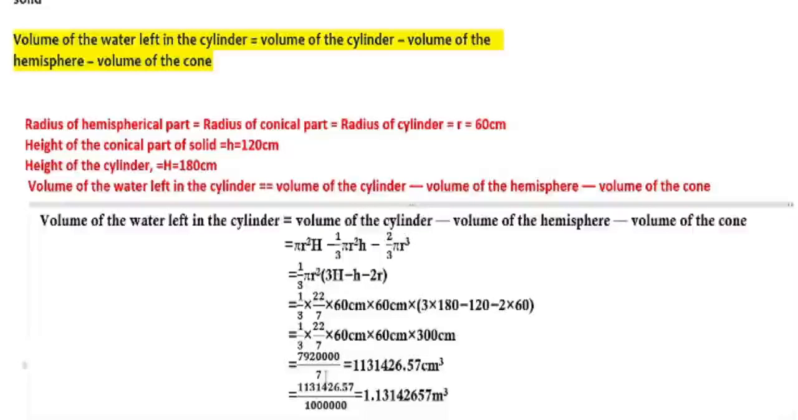Simplifying, you will get 7920000 by 7. Then again divide it, you will get 1131426.57 centimeter cube. So here you got the answer in centimeter cube. For the convenience, you can convert it into meter cube. Meter cube is 1.13142657 meter cube. This is the volume of water left in the cylinder.